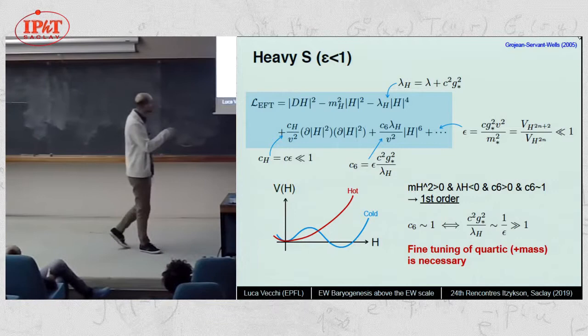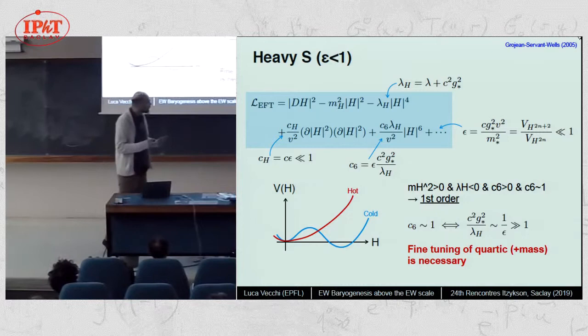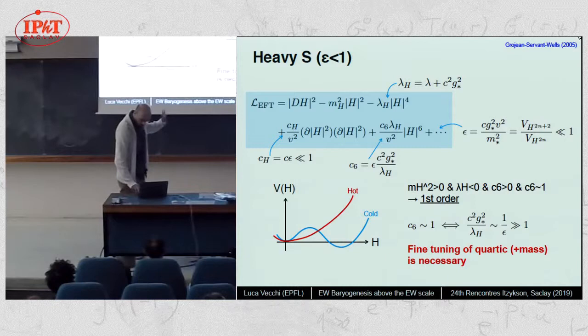So here there is the fine-tuning of a quartic and, of course, as usual, the mass. This is necessary, but this is perfectly consistent with all we know about the Higgs potential and about the standard model.